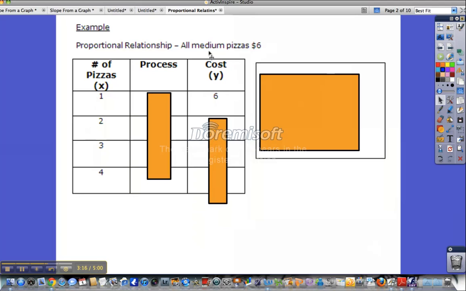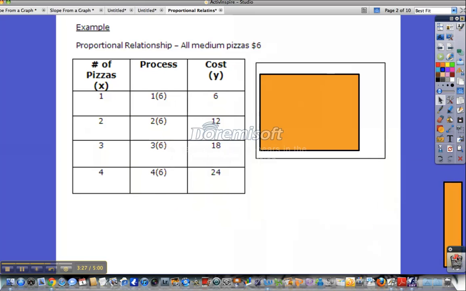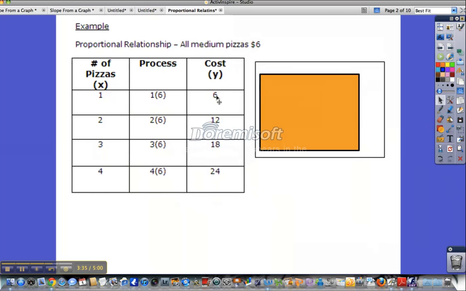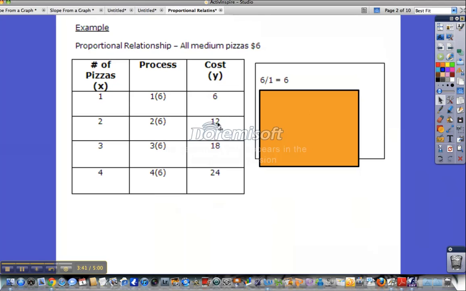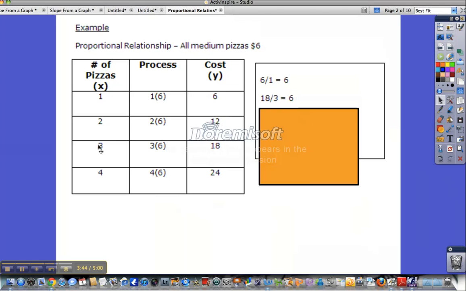If I had two pizzas, since all medium pizzas cost $6, to get 6, we did 1 times 6, right? That would be 2 times 6, 3 times 6, 4 times 6, because all of them are the same cost. So here we have 6, 12, 18, 24. So we've got to decide, is this a proportional relationship? If you notice, 6 over 1 is 6. Then we look at the next one. 18 over 3 is also 6. 12 over 2 is 6. 24 over 4 is 6. All of those are equal to 6. So far, my constant rate has worked out. It's been 6 each time.